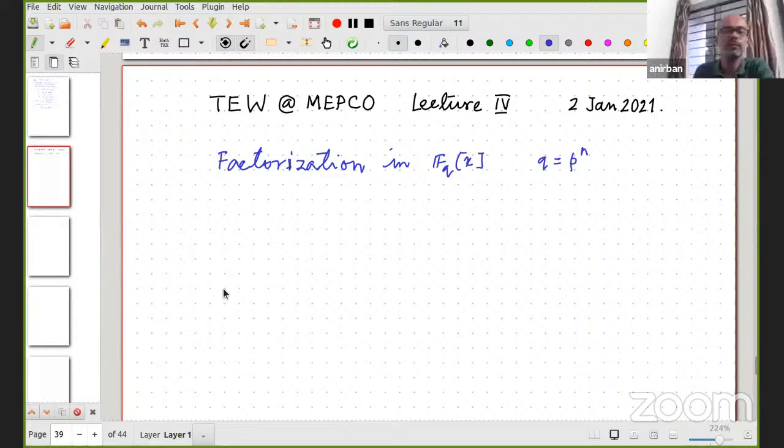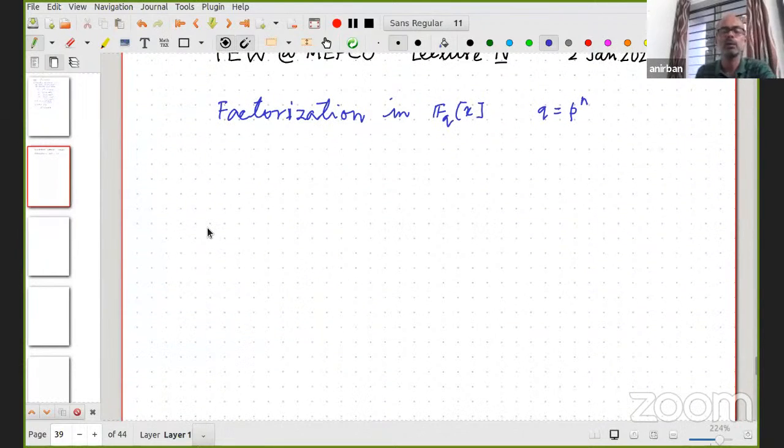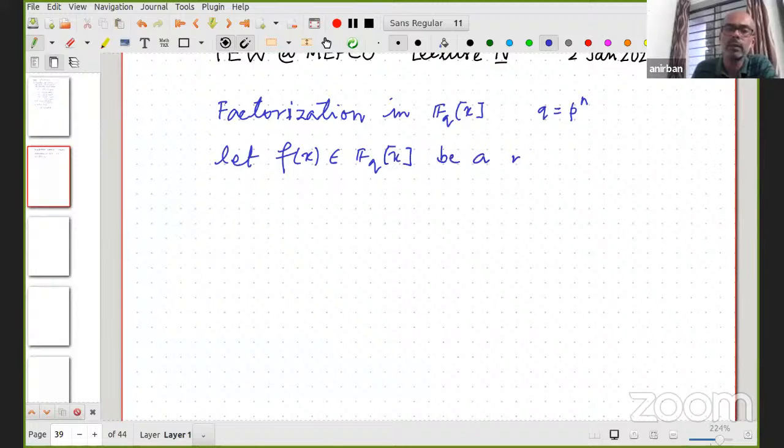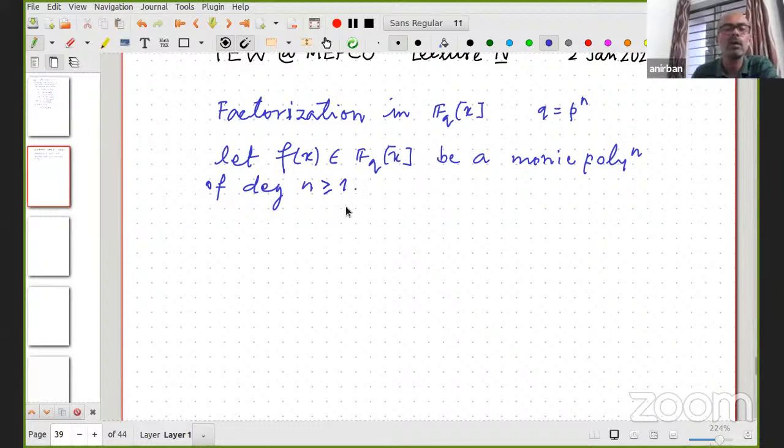So anyway, let's start. Our final aim is to write down an algorithm which will factor polynomials in FqX. So what we want to do is the following. Let f(x) be a monic polynomial. It's enough to consider monic polynomials. Let f be a monic polynomial of degree n, so degree greater than or equal to 1. We are not looking at constants, of course.